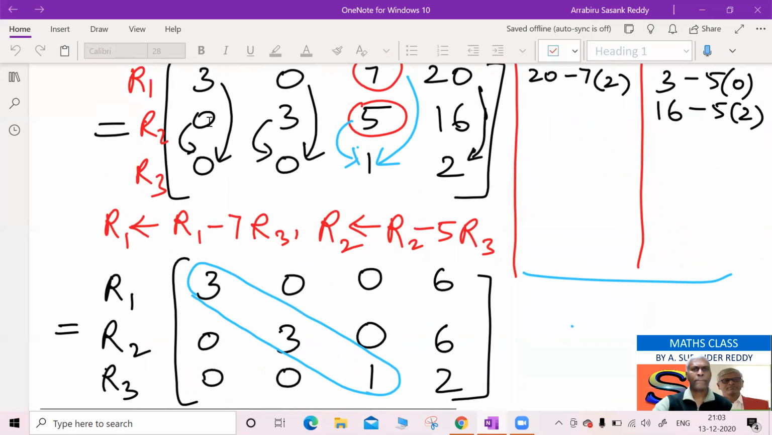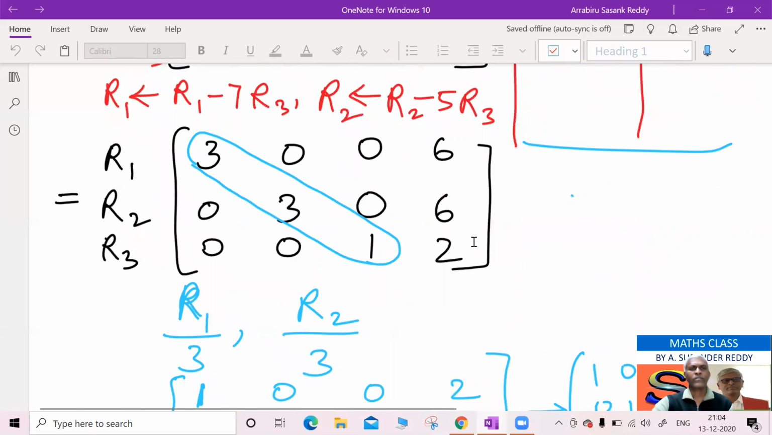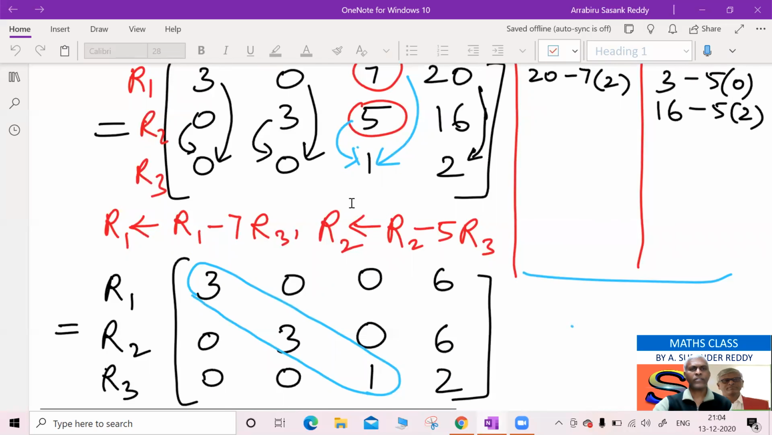That is, 0 and 0: R2 0, R3 0, you get 0 only. 3 and 0, you get 3 only. 16 and 2: R2 16, 5 into R3 2. So 5 into 2 is 10. 16 minus 10 is 6. So 0, 3, 0, 6. You can calculate 16 minus 10 in rough. So the third row has no change, right as it is: 0, 0, 1, 2.